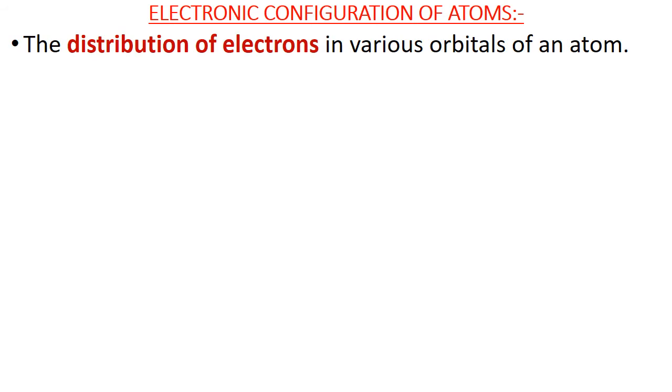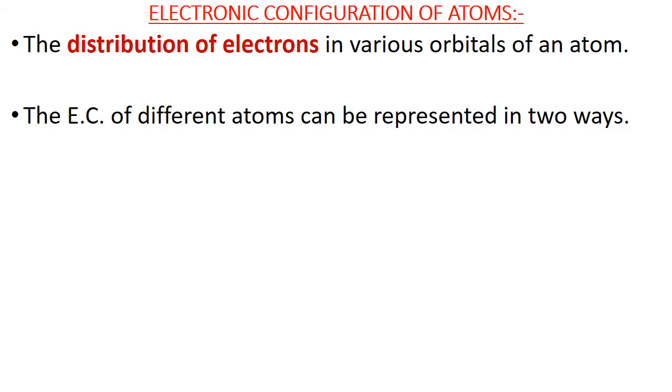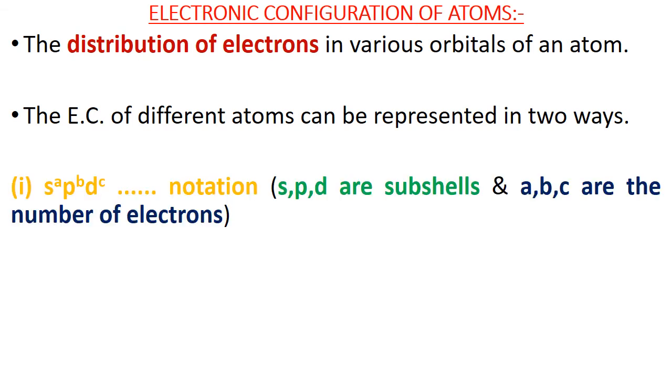Let us know about electronic configuration of atoms. The distribution of electrons in various orbitals of an atom is called electronic configuration of atoms. The electronic configuration of different atoms can be represented in two ways. The first method is the notation method, that is s^a, p^b, d^c, where s, p, d are subshells and a, b, c are the number of electrons.